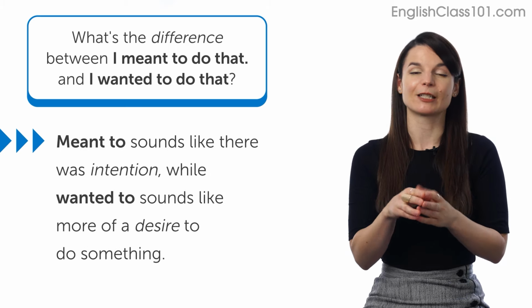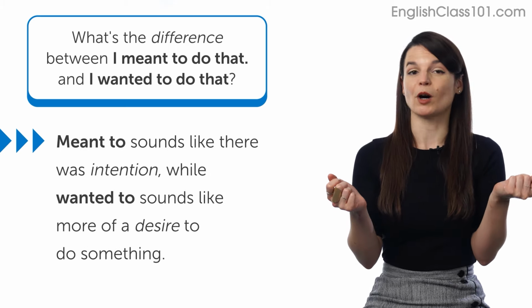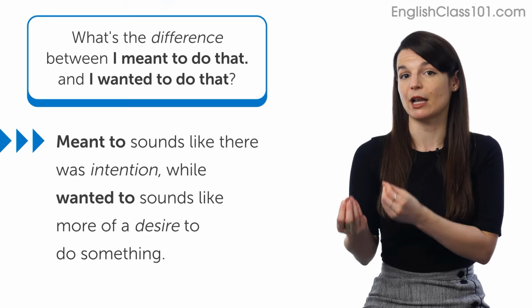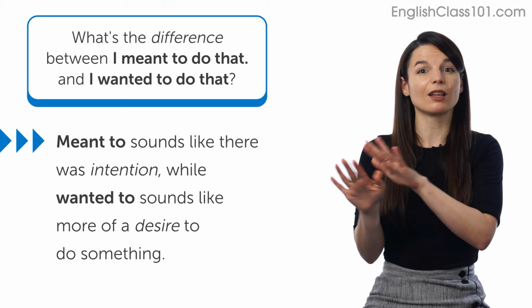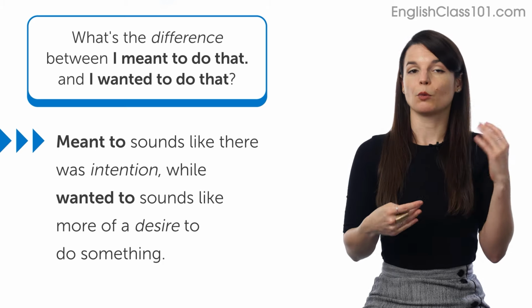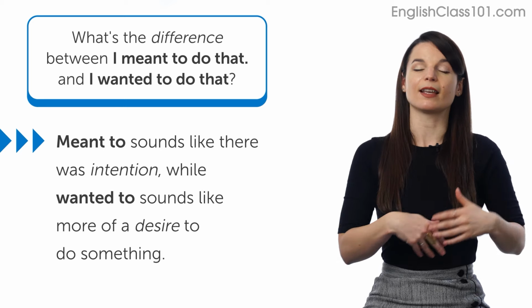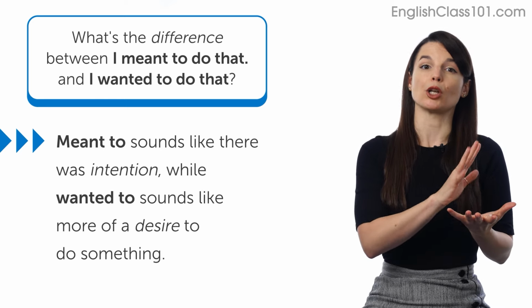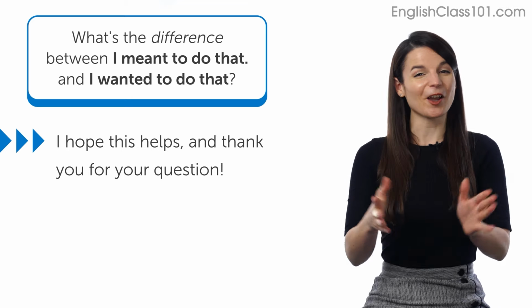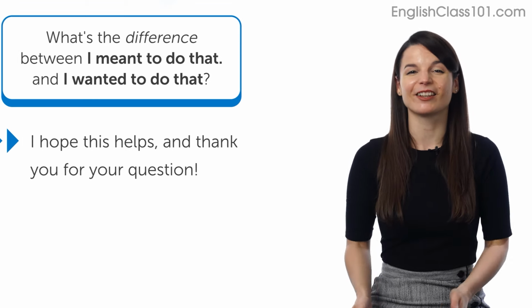So this is the difference between I meant to do that and I wanted to do that. Meant to sounds like there's some intention, some kind of plan behind that idea. Even if it didn't happen, they just want to express some intention, yeah? With wanted to do that, it just sounds like a desire, but probably no plan there. So that's the difference between these two sentences. I hope this answers your question. Thanks for sending it along. Okay, let's move on to your next question.